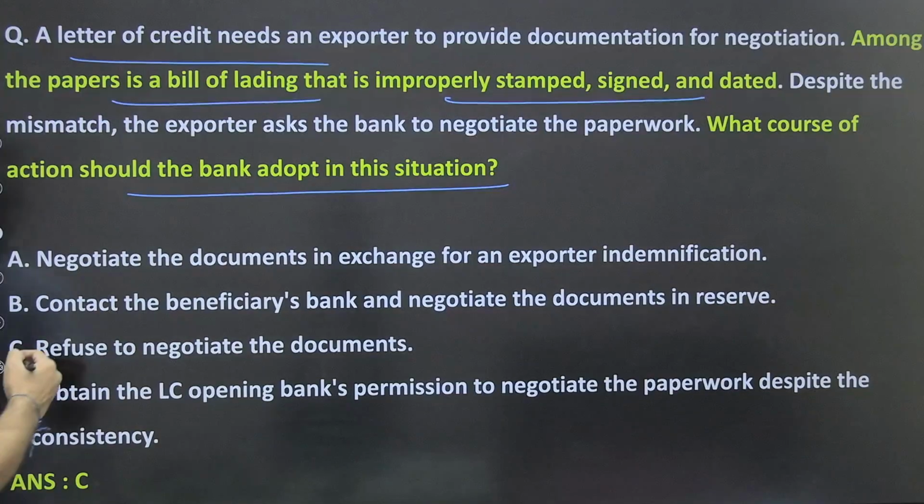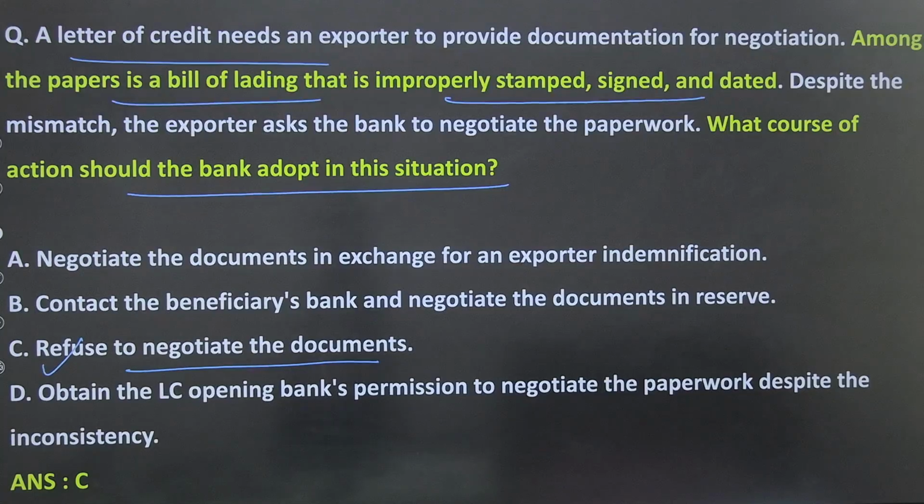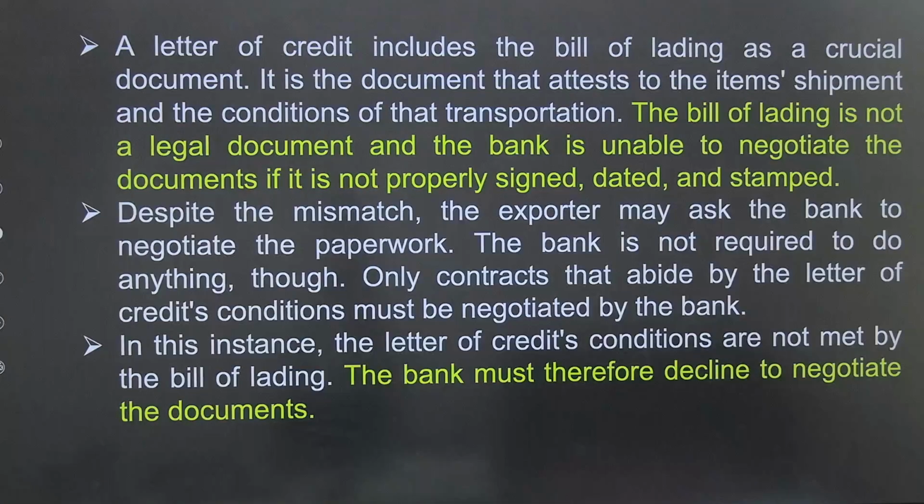So refuse to negotiate the documents if these things are not properly as per the given format and all, right? A letter of credit includes the bill of lading as a crucial document. It is a document that attests to the items, shipments, and the condition of the transportation. The bill of lading is a legal document, and the bank is unable to negotiate the documents if it is not properly signed and dated.